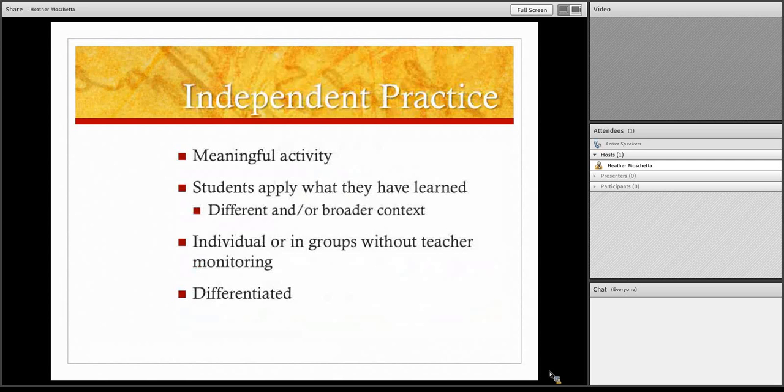Some examples of independent practice could include a project, a writing assignment, a problem-solving activity, an experiment, a presentation, an independent reading and response activity, or any number of other activities that the students do independently. It's important to let them know before it's assigned how their independent practice will be assessed. And like the guided practice, all independent practice activities can and should be differentiated based on learner needs.